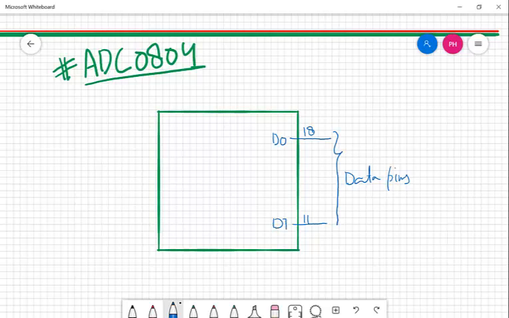You also will be remembering that pin number 20 is used as VCC and we give 5 volts to it.